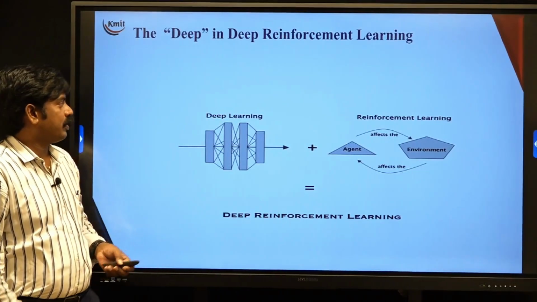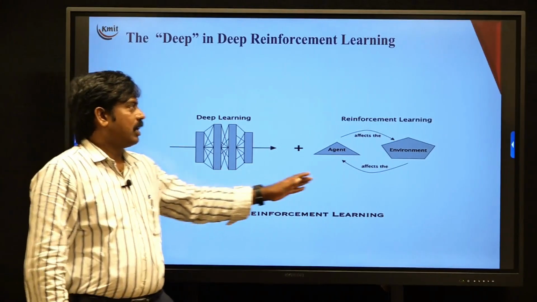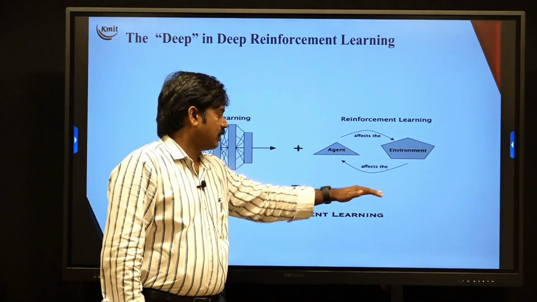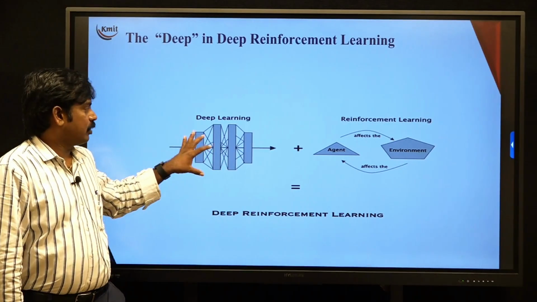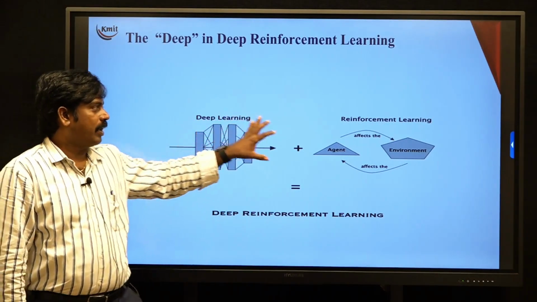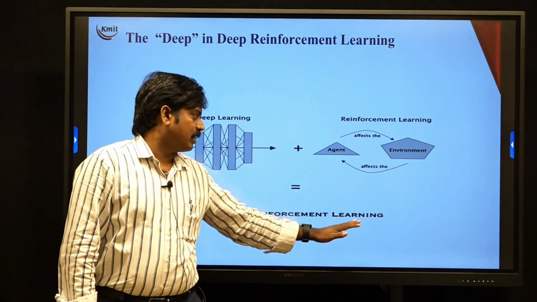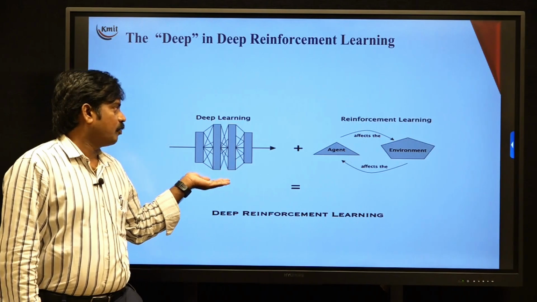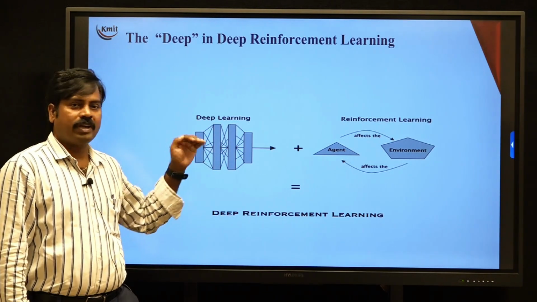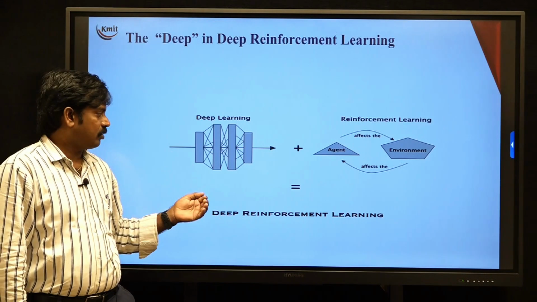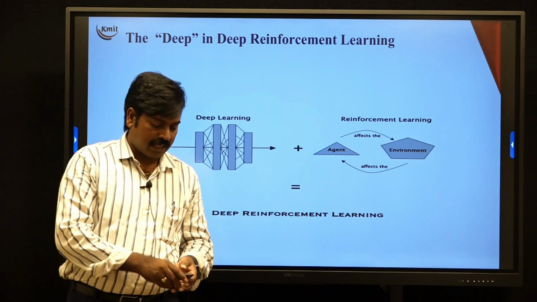Deep learning neural networks plus the reinforcement learning task is called deep reinforcement learning. We are using deep learning techniques to solve the reinforcement learning task in different aspects, in different phases of the reinforcement learning process. This is called deep reinforcement learning.